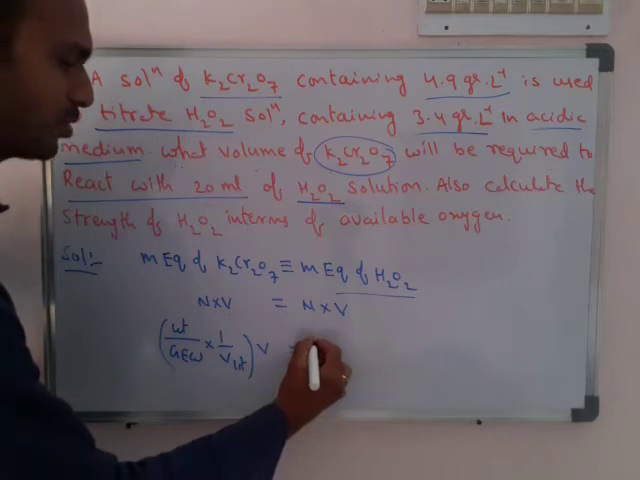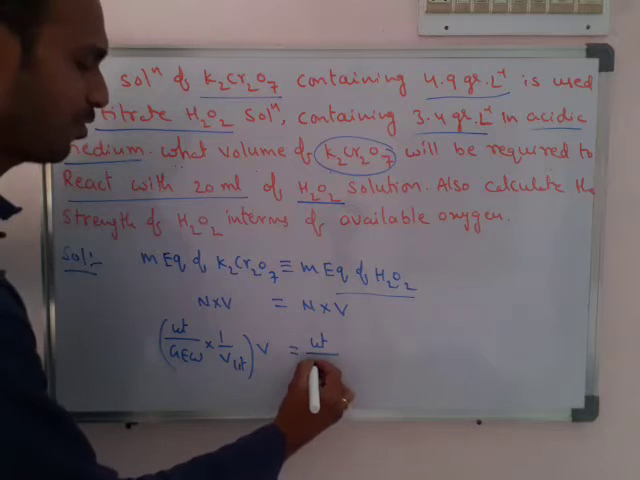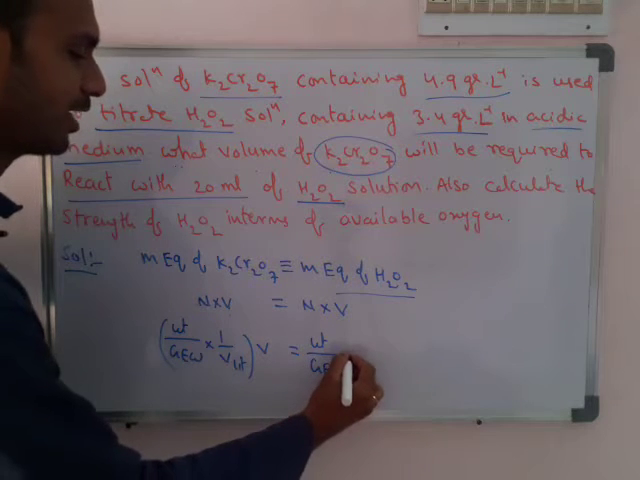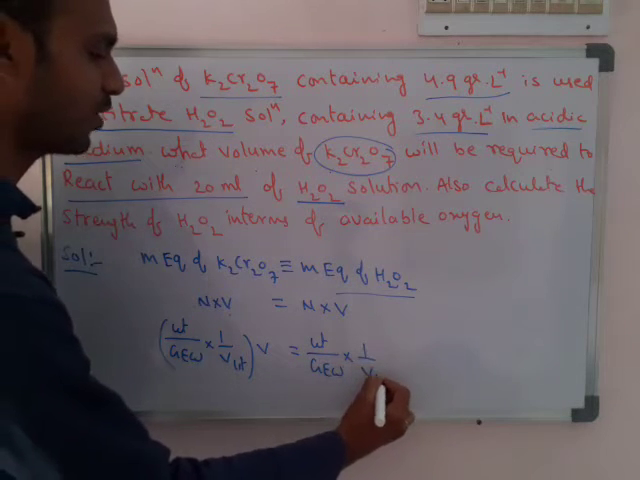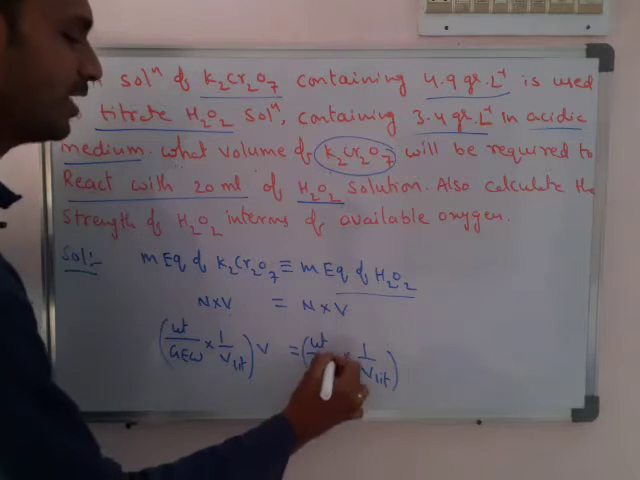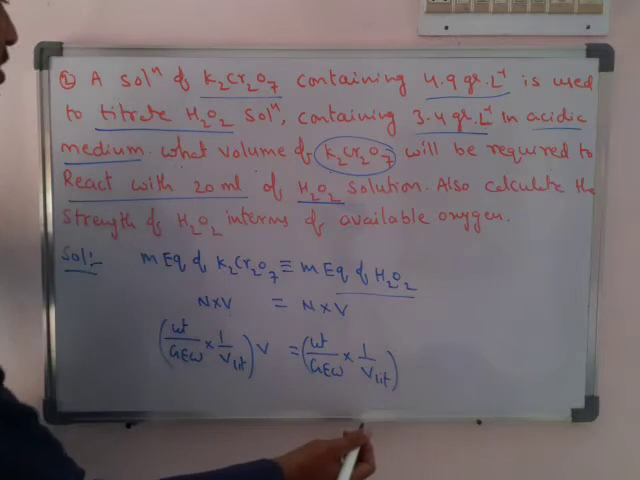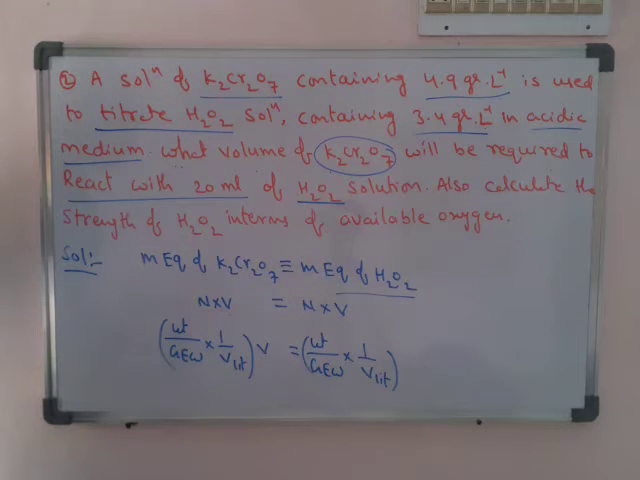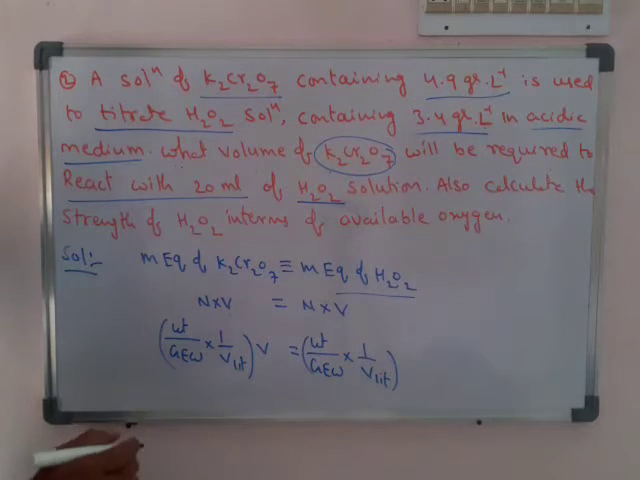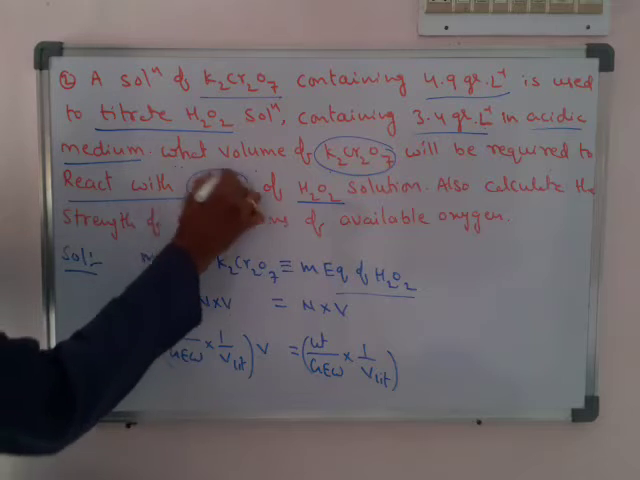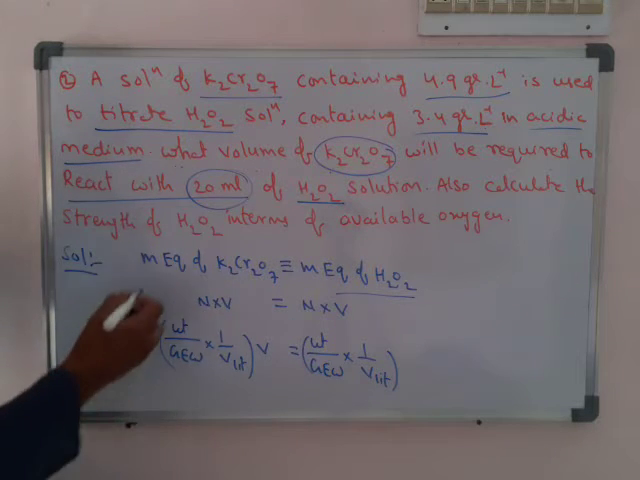Okay, we do one more step. First write the formula: weight by gram equivalent weight into 1 by V in liters. Why are you taking liters? Because the information is given in terms of liters. So the volume, how much is given, its separate volume is not there. Well, yes, 20 milliliter of hydrogen peroxide is given.